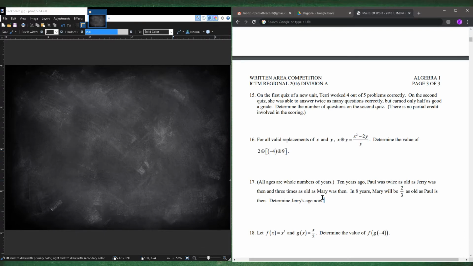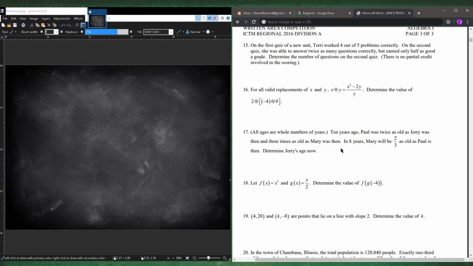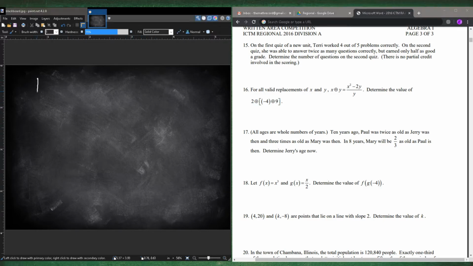Number 17. All ages are whole numbers of years. 10 years ago, Paul was twice as old as Jerry was then. Okay. So 10 years ago, Paul was twice as old as Jerry then, right? 10 years ago. And 3 times as old as Mary then. So he was 3 times as old as Mary 10 years ago.